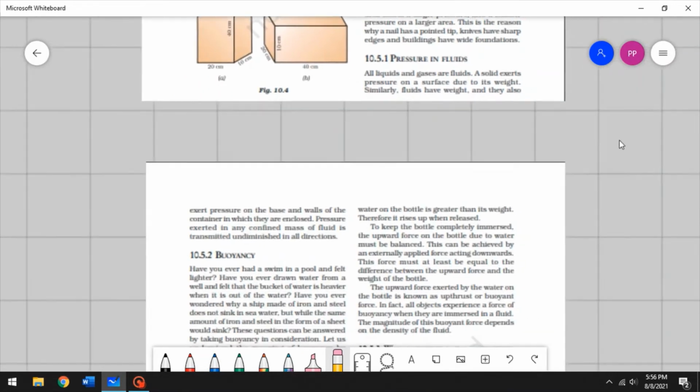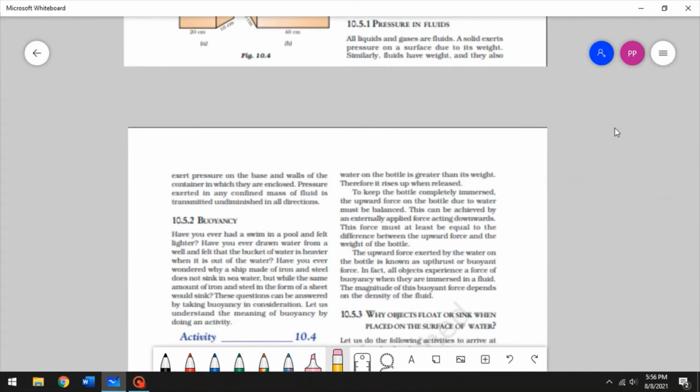Alright, so we're talking about pressure in fluids. So fluids doesn't necessarily mean just liquids. Alright, liquids and gases are fluids because they flow, right? They have fluidity. Liquids and gases have fluidity. That's why they're called fluids. Alright, a solid exerts pressure on a surface due to its weight. And fluids also have weight, right? If you carry a water bottle, you would say, oh, this is heavy. Why is that? If it was an empty bottle, it wouldn't have been as heavy. How come it became so heavy once the bottle was full of water or a liquid? How come that happened? Fluids also have weight, alright?